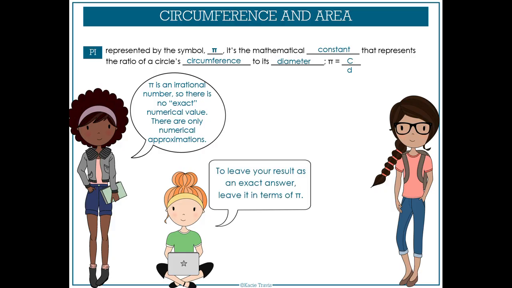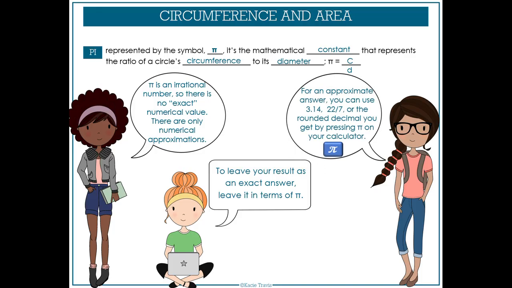If we are leaving it in terms of pi, that means that this symbol here is going to be left next to whatever else we can calculate. That's us leaving it in exact terms. We mostly do that because not everybody rounds correctly. Sometimes we can make a mistake. We don't always want that. For an approximate answer, we'll generally be using 3.14. Sometimes you could use the fraction version, which is 22 over 7, or you can round it by looking at the decimal in your calculator.